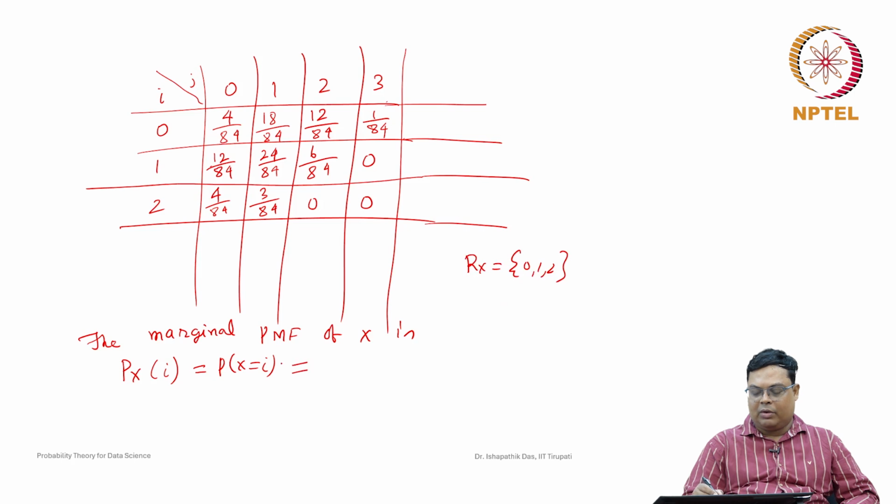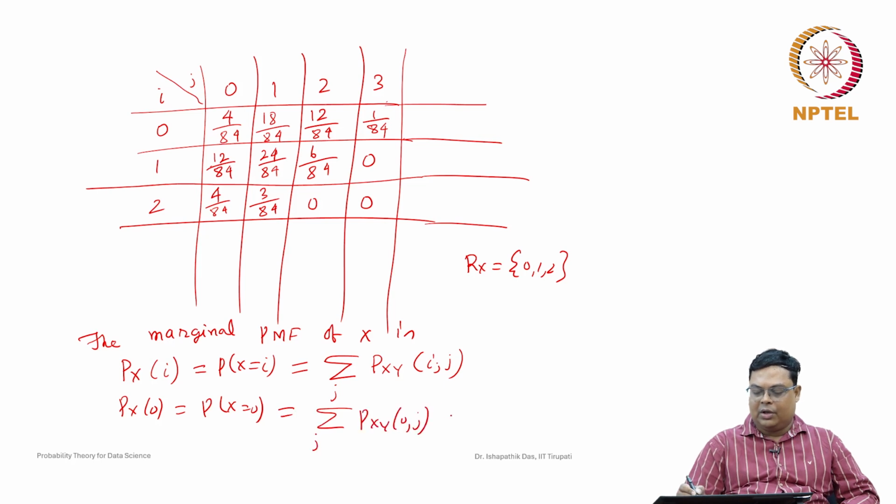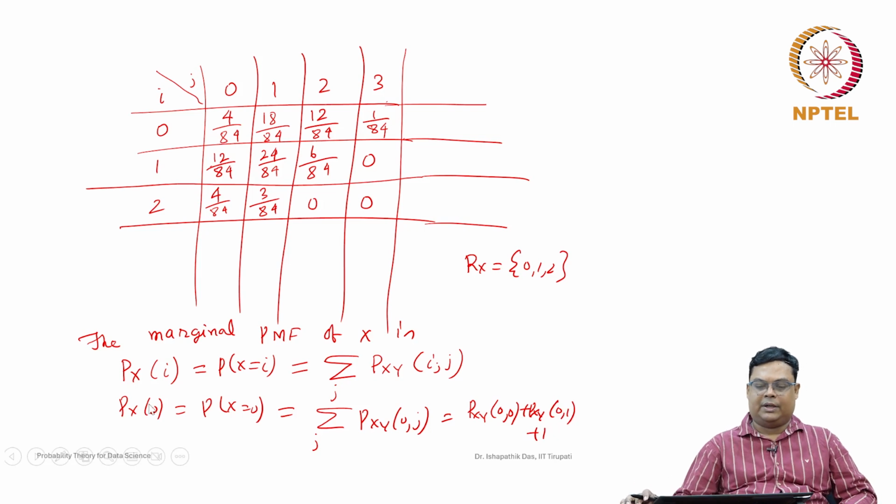By definition, we have to take the sum over all values of the joint P x y of i comma j. For example, if you want to find P x of 0, this is nothing but the probability that x is equal to 0, which is the sum over all j of P x y of 0 j. So this is P x y of 0 0 plus P x y of 0 1 plus P x y of 0 2. Let us do it on the next page.